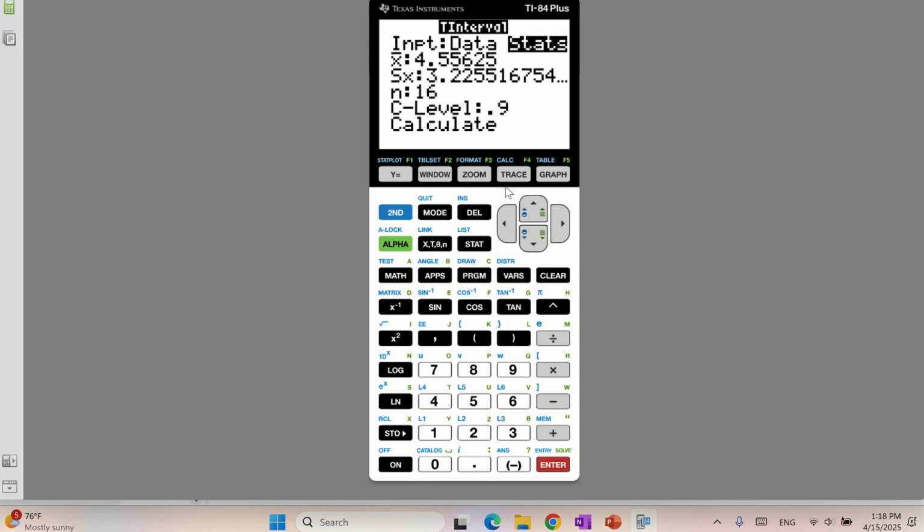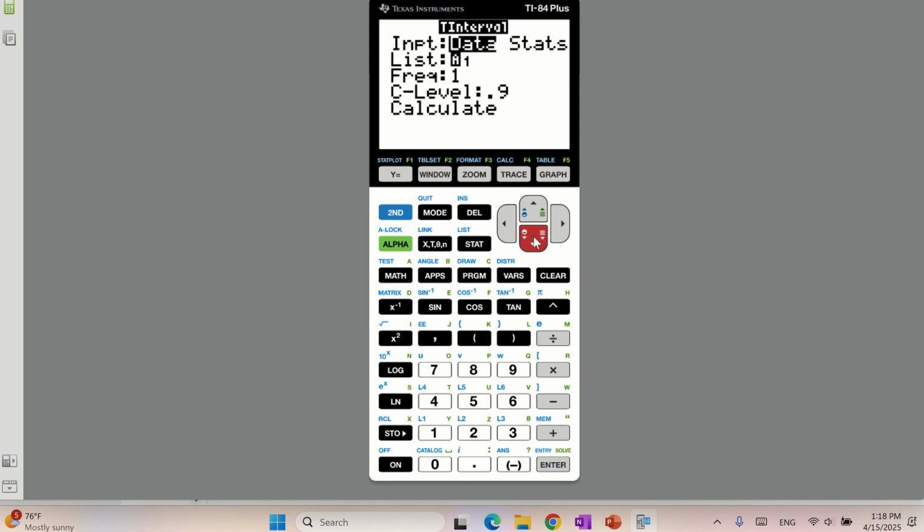And then we're going to use our data. We know what the statistics are, but we might as well use our data. We got our L1. We're going to use L1 for our data here. Frequency, we're not going to really be concerned with that. We got 0.99 for our confidence level, so we can go ahead and calculate.